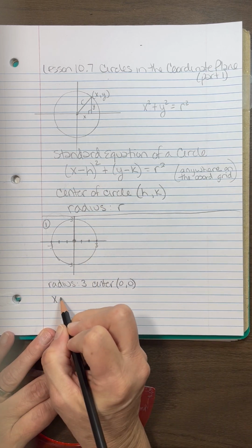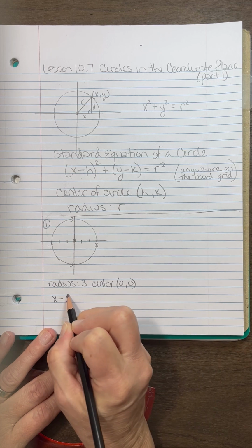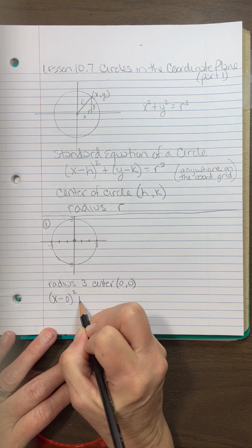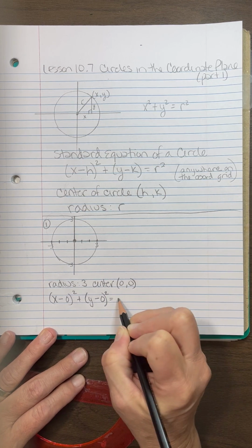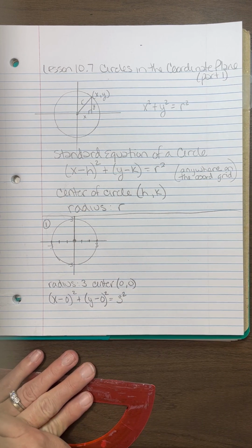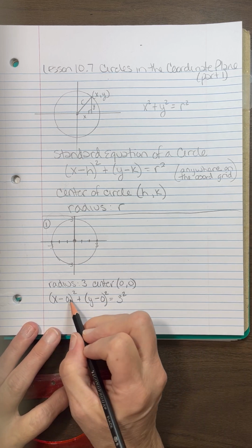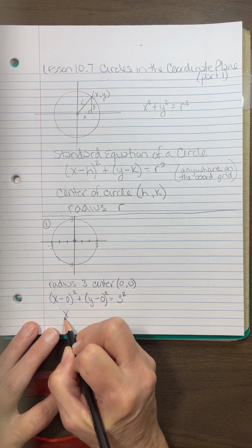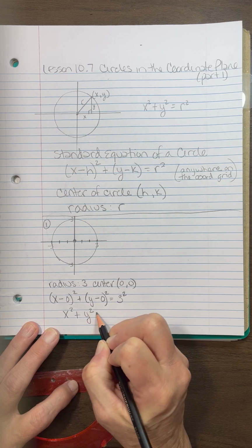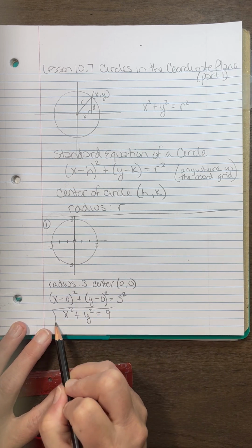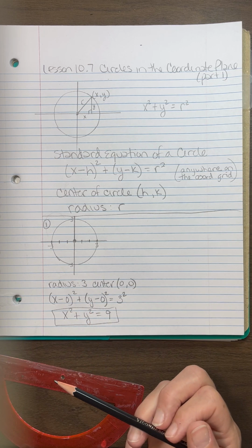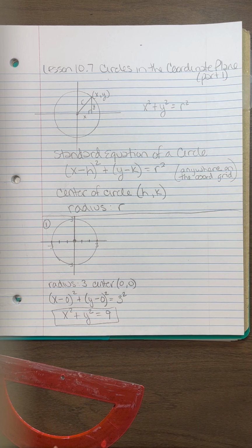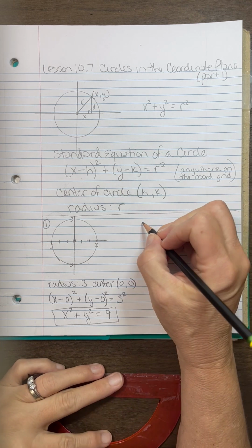x minus the x value of the center squared plus y minus the y value of the center squared is going to equal the radius squared. Okay, so obviously x minus 0 is x, so we get x squared plus y squared equals 9. Okay, so you can see it's much easier if the center of the circle is right on the origin. Okay, but what if it's not? Well, we're going to look at that one next.